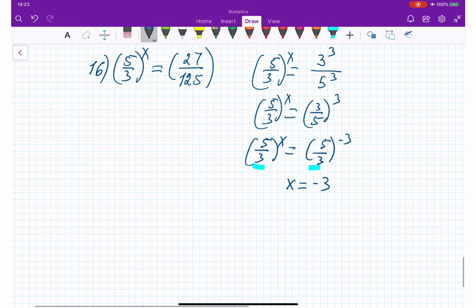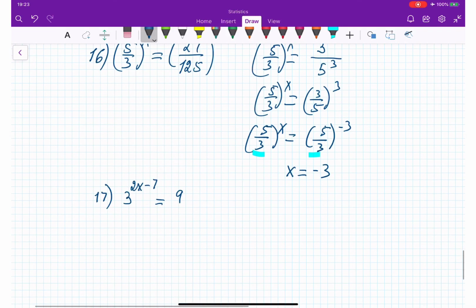Question number 17. 3 to power 2x minus 7 is equal to 9. Okay, looks like 3 to power 2x minus 7. I can write 9 as 3 to power 2. The base is the same, then 2x minus 7 is equal to 2.